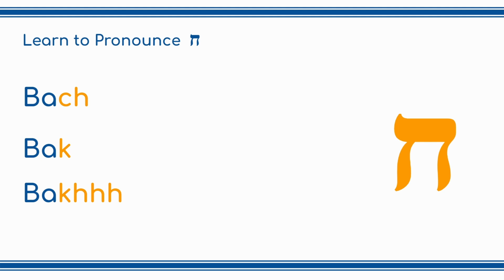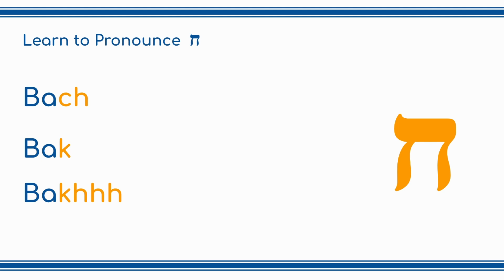You can hear how the sound is coming. So you start with the K sound, and then you go with the flow. So it's like a hard sound, and then suddenly you soften it with a flow of air coming from the back of your throat. And that's how you get the Chet sound.